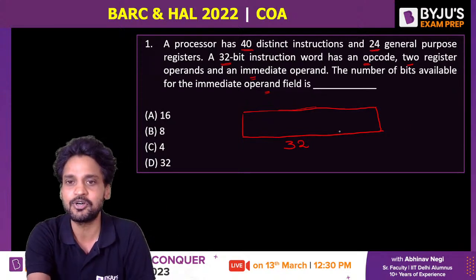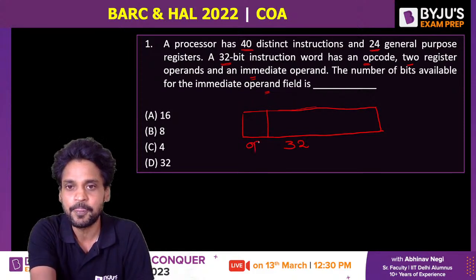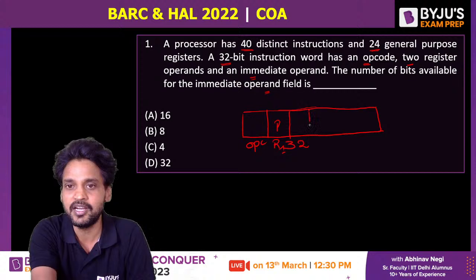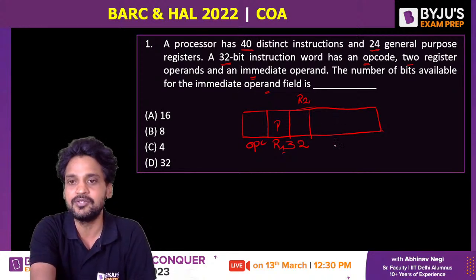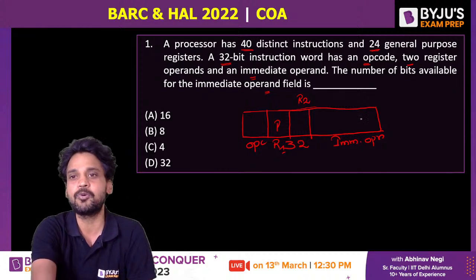First of all, just draw the block diagram of an instruction and divide the fields. Identify the fields. The first one is opcode, and the next one is register 1, then register 2. The final one is called the immediate operand.